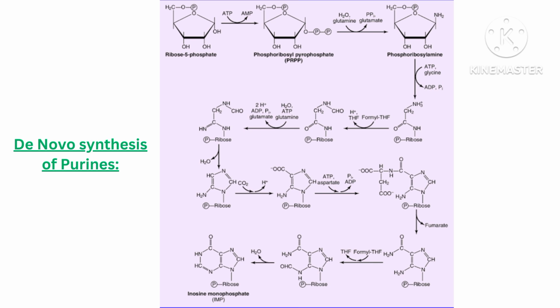Carbon dioxide is added to form carboxyaminoimidazole ribonucleotide, CAIR. Aspartate donates an amine group to CAIR, forming SAICAR. Fumarate is released, forming aminoimidazole carboxamide ribonucleotide, AICAR. A formyl group from tetrahydrofolate is added to AICAR, forming FAICAR. Cyclization completes the purine ring, forming the first nucleotide, IMP.